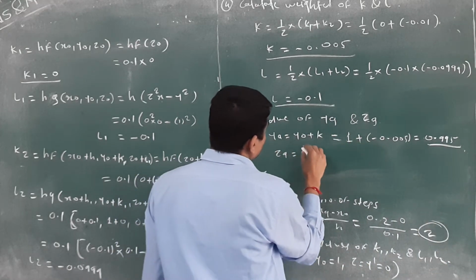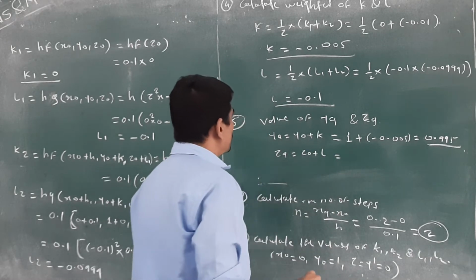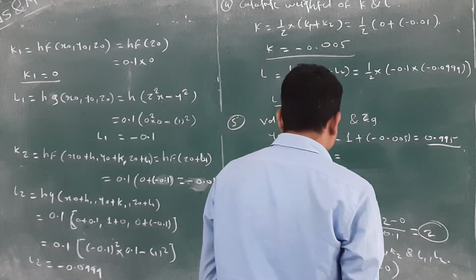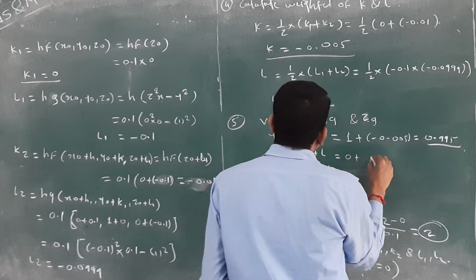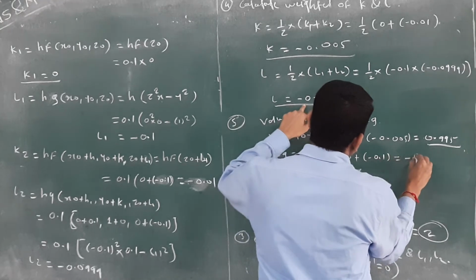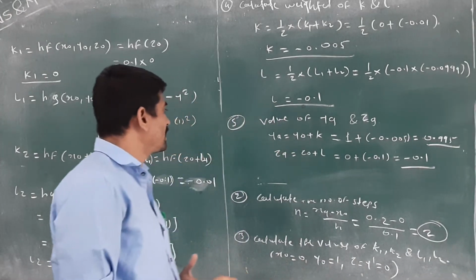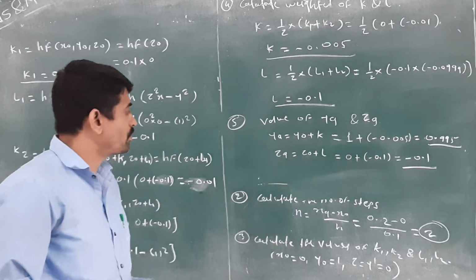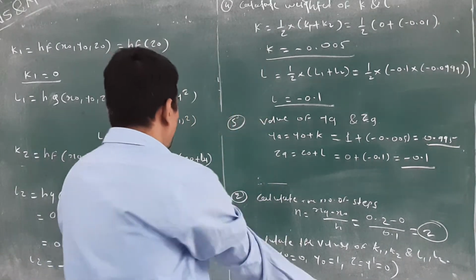And what is Zj? Zj is nothing but z0 plus l. What is the value of z0? 0, plus l. What is the value of l? Minus 0.1. Then you will get minus 0.1. All of you getting? We are getting the new values for the second iteration. Then you have to put those values in that equation and repeat that step.